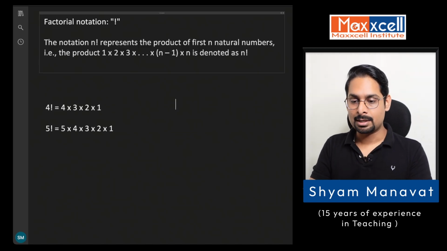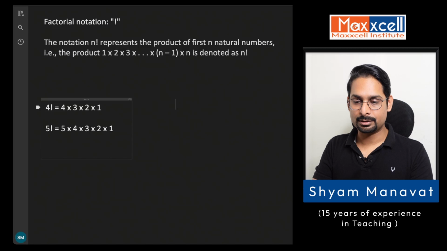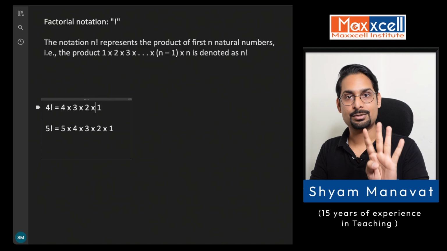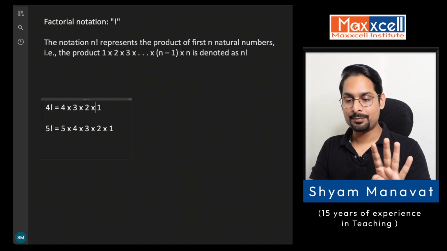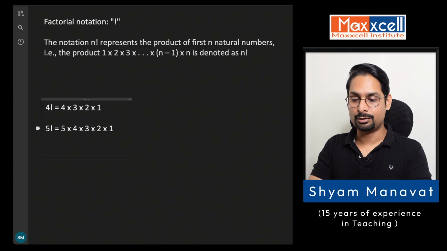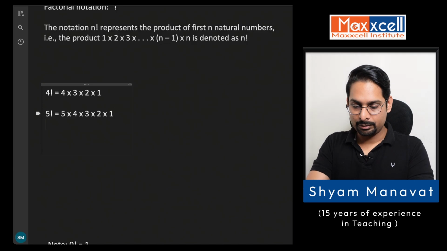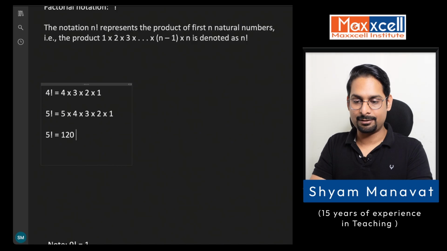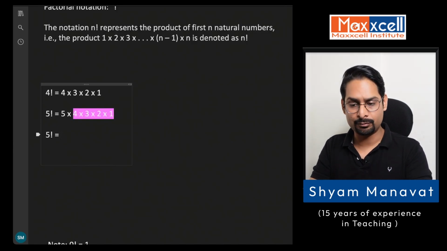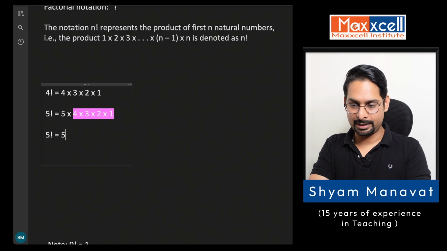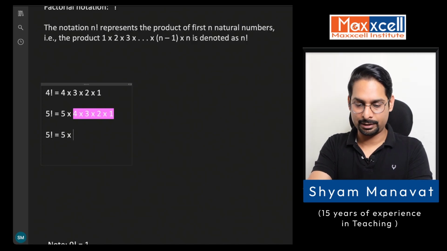Now let's take some examples. You have 4 factorial. So this 4 factorial is 4 into 3 into 2 into 1, the first 4 natural numbers. 5 factorial will be 5 into 4 into 3 into 2 into 1, the product of the first 5 natural numbers. Now here you can also see this 5 factorial, as we have seen, 5, 4, 3, 2, 1. Now this part, can I say this highlighted part can be written as 4 factorial? Right? So I can write this as 5 into 4 factorial, correct?